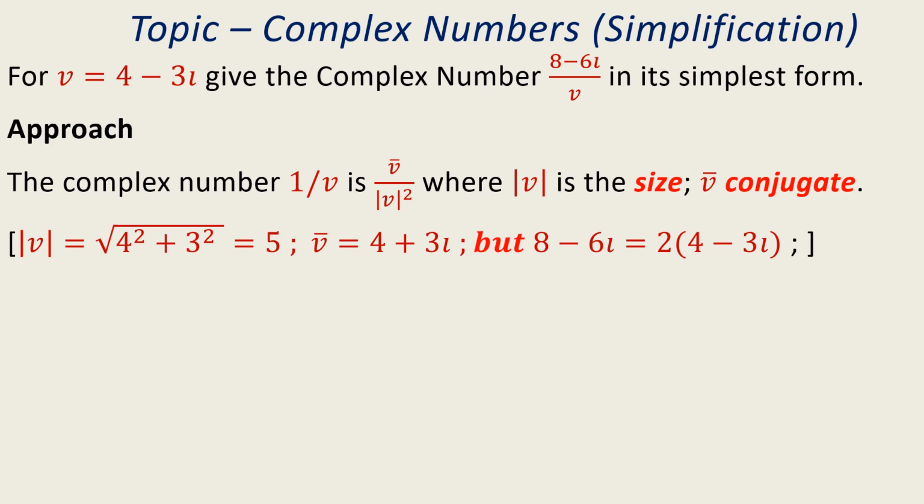In this particular case, we don't have to worry about any of that, because 8 minus 6i is exactly the same as 2 multiplied by 4 minus 3i. So we're being asked to simplify the expression 2 multiplied by 4 minus 3i, divided by 4 minus 3i. And of course, that's just equal to 2.